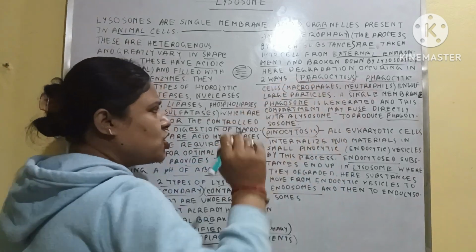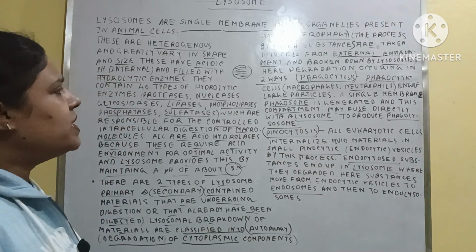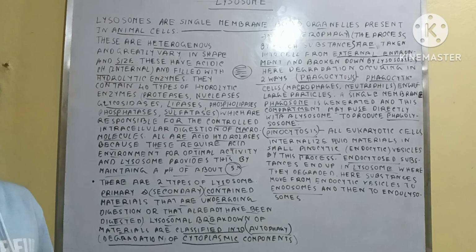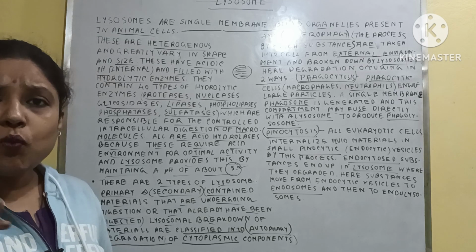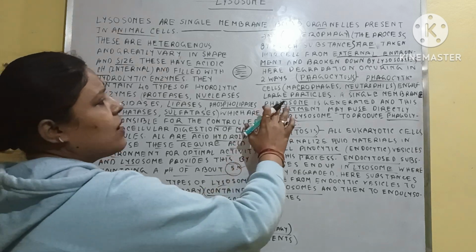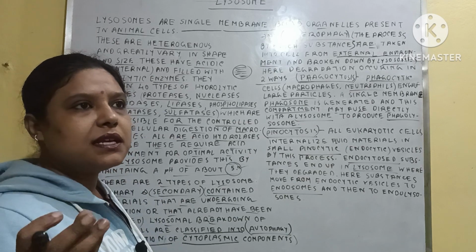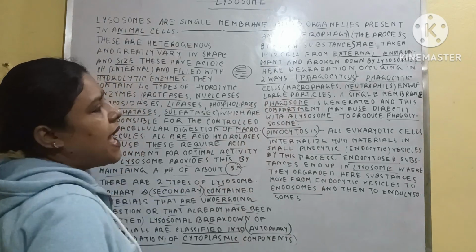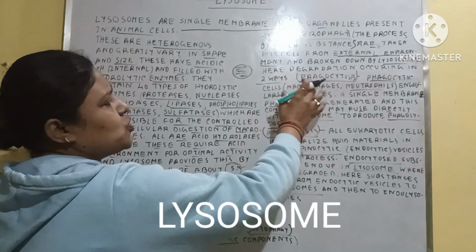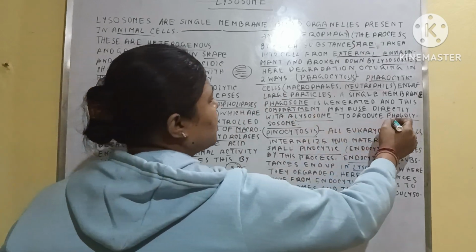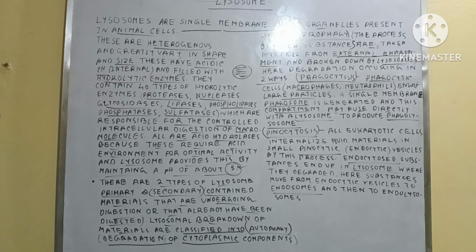Phagocytosis is what? Some phagocytic cells, which are macrophages or neutrophils, engulf the macromolecules or the large particles. Clear? Here one kind of vesicle is produced, called the phagosome. This is obviously a single membranous structure. Within the phagosome these large particles remain, and this phagosome fuses with the lysosome to form the phagolysosome.